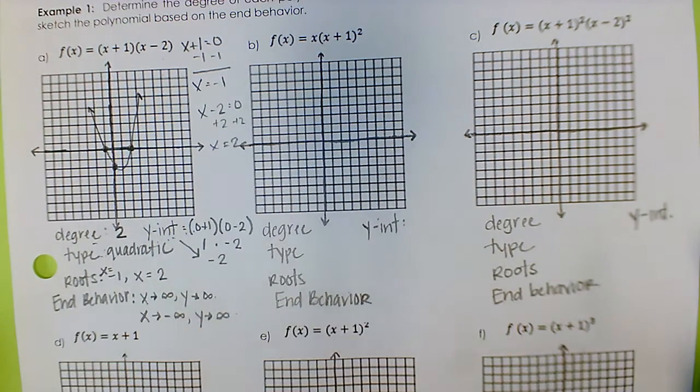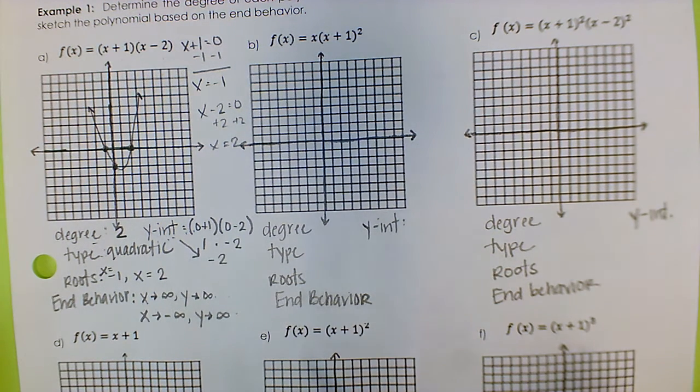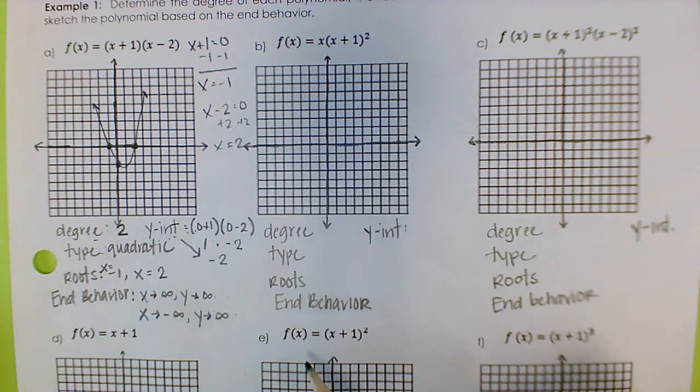So it's going to look kind of like that. That's how you graph a polynomial given its characteristics down here. Okay? So let's look at our next one, B.